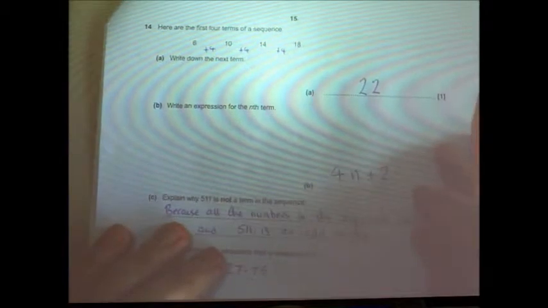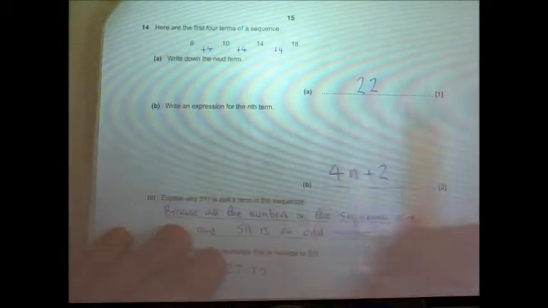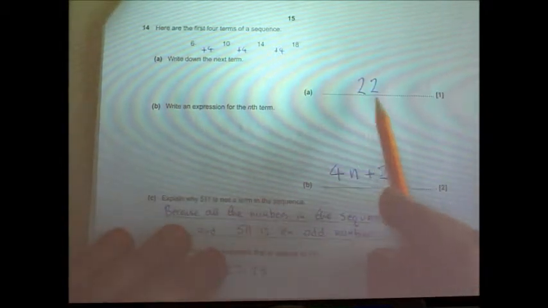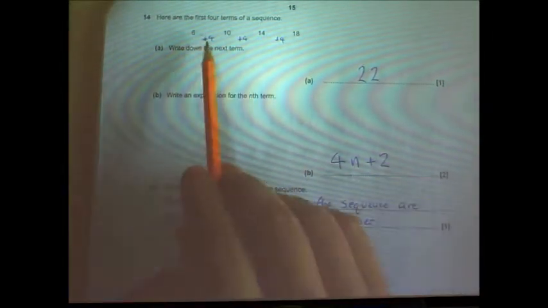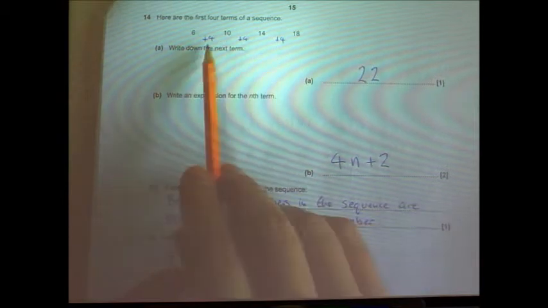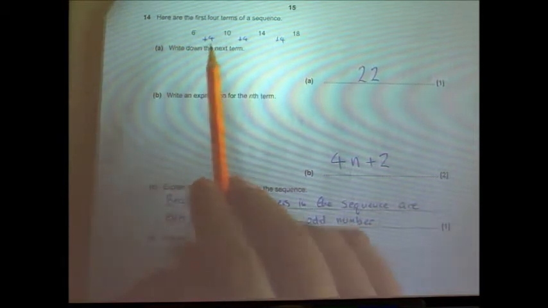Question 14. Here are the first 4 terms of a sequence. Write down the next term. Well, it's going up in 4s, so it's 22. Write down an expression for the nth term. To do that, you need to notice what it's going up in each time, and it's going up in 4s, so it's going to be 4n.